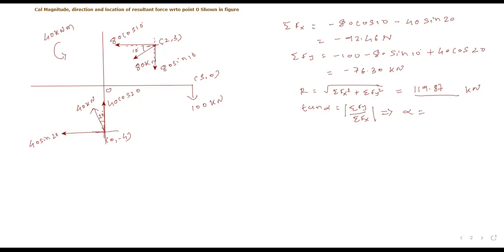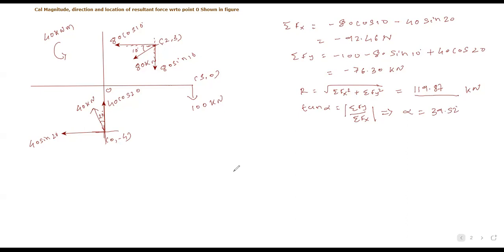39.52. Please correct it. Is it okay? 39.52, 53, both are right. Okay, 39.52. I hope this procedure is clear to all of you. Now, we have to calculate location of resultant force.